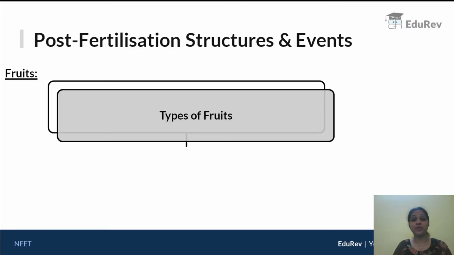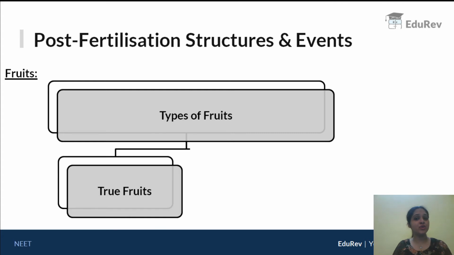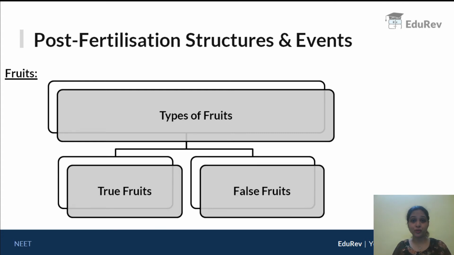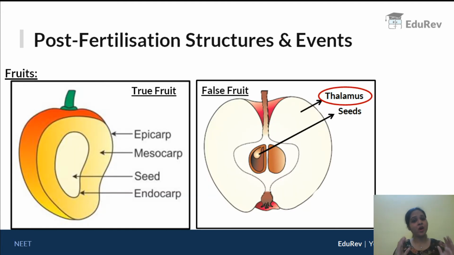Now, coming to fruits, we need to know what the different types of fruits are. Fruits can be classified in different ways, but basically a fruit is of two types. One can be called a true fruit and the other can be called a false fruit. We'll take two different types of fruits in order to understand what are true fruits and what are false fruits. On the left hand side, we have a mango, which is a true fruit. On the right hand side, you have the apple, which is a false fruit.